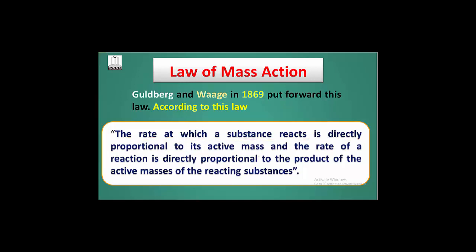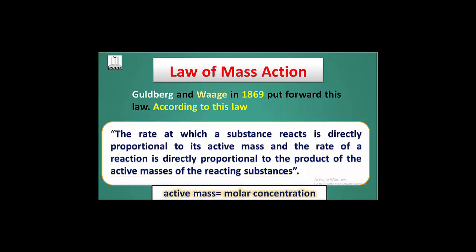The law has two portions. In the first one, the rate at which a substance reacts, we are talking about a single substance. The rate at which a substance reacts is directly proportional to its active mass. And in the second part, the rate of reaction is directly proportional to the product of active masses of all the reacting substances. The term active mass means molar concentration of the substances, the amount of the reacting substances.